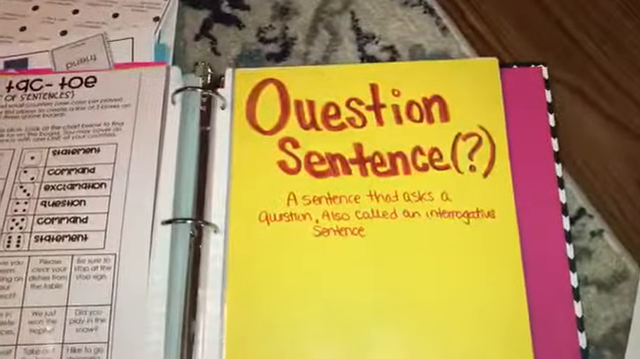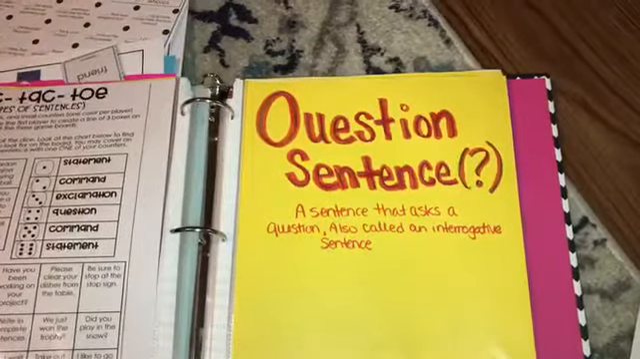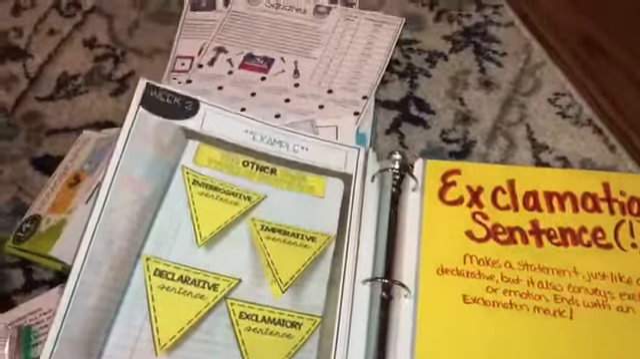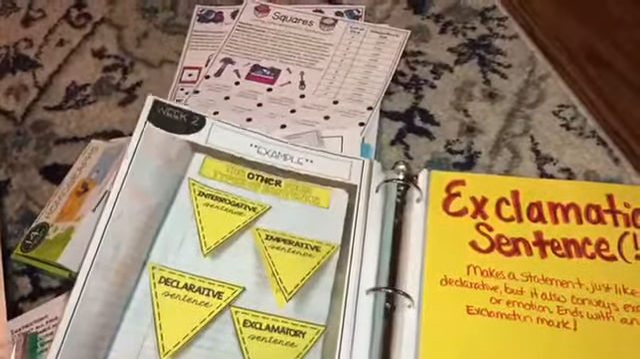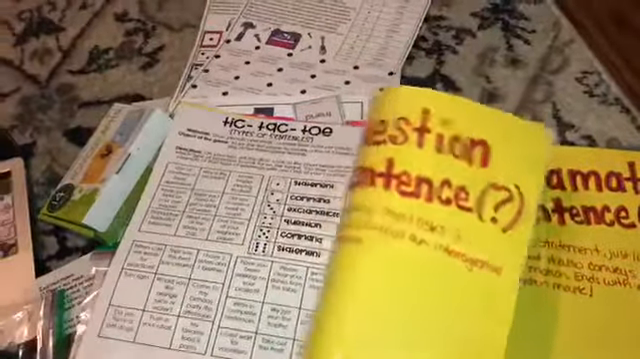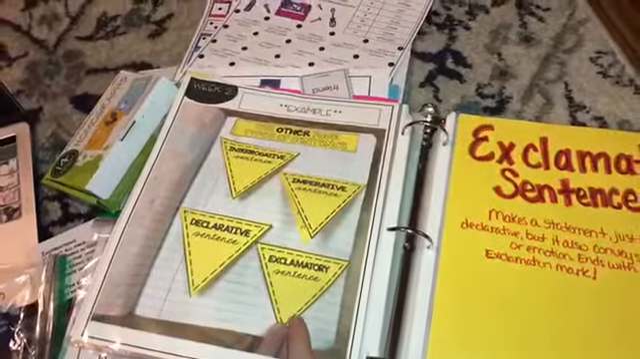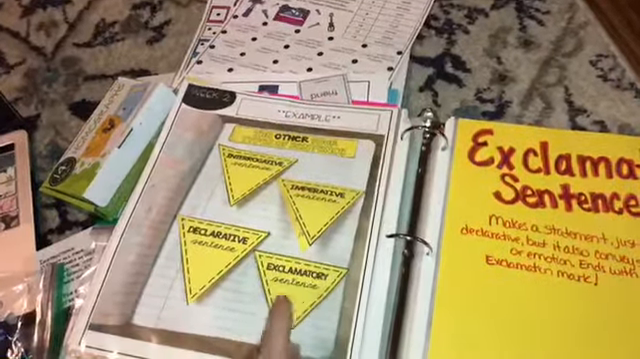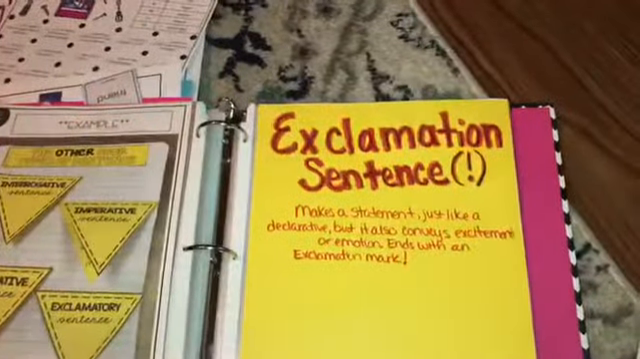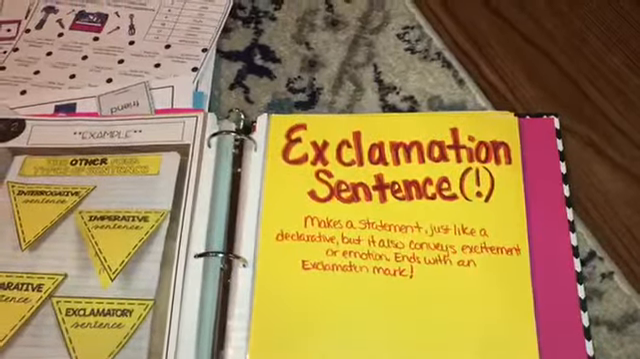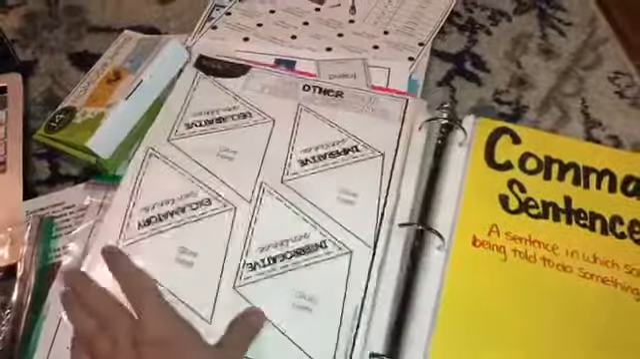So question sentence, a sentence that asks a question, also called an interrogative sentence. So you would use this for your interrogative sentence. And you can use the tic-tac-toe as well for this one. And this one is just for their journals where they can put it in there and write a definition. Exclamation sentence makes a statement just like a declarative, but it also conveys an excitement or emotion, ends with an exclamation mark. And you would do the same thing with its exclamatory. Here's the one to put in the journal.